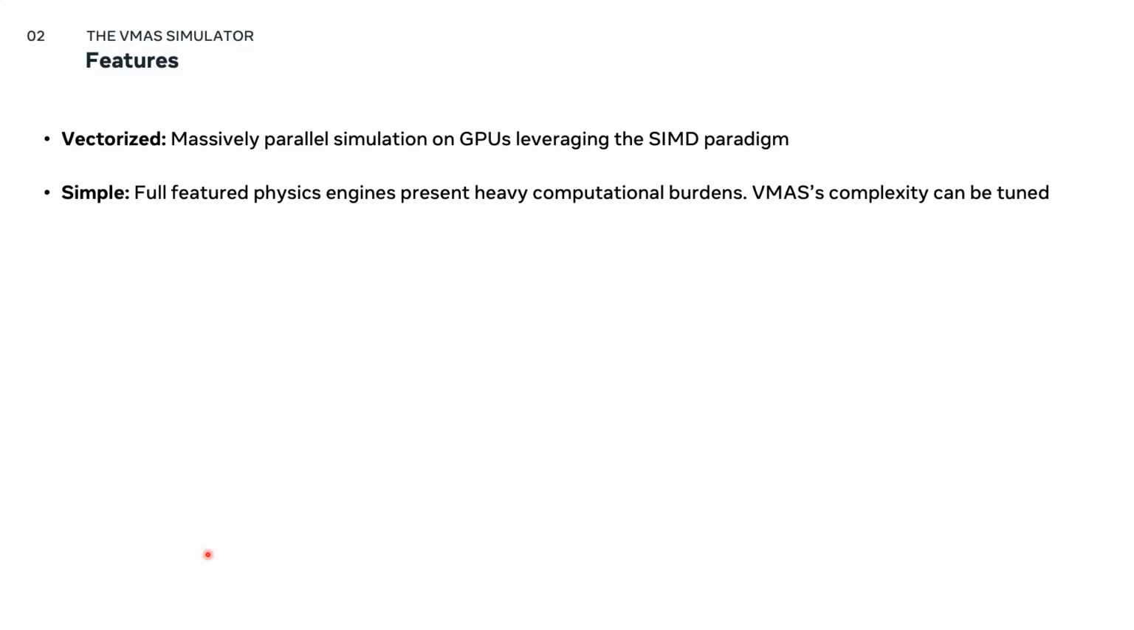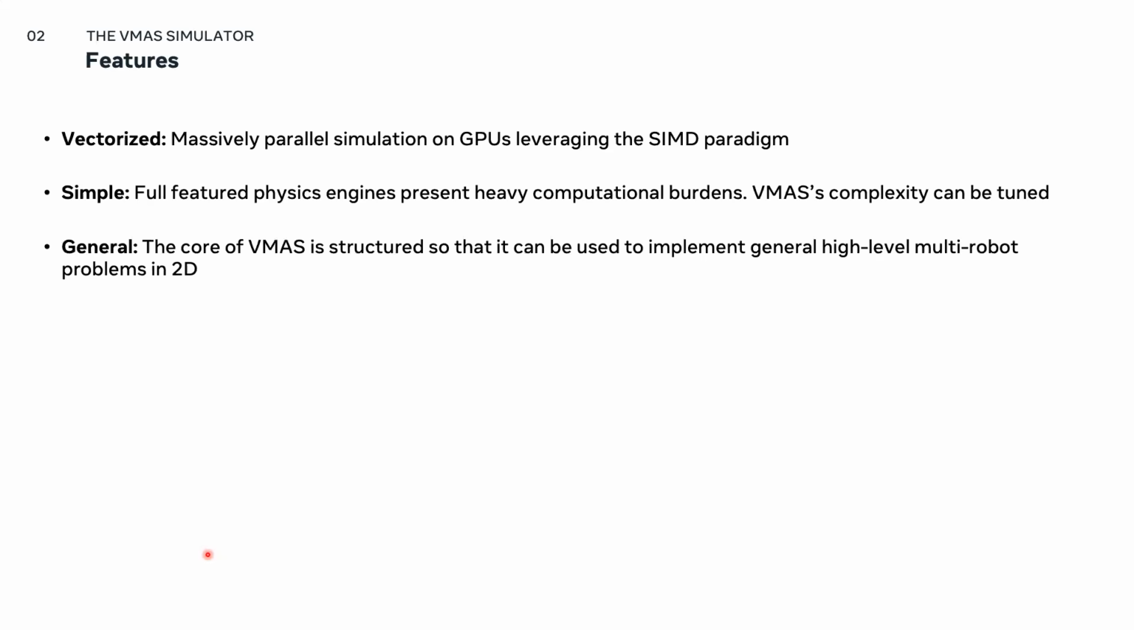Then we wanted it to be quite simple, because there are some full-featured physics engines out there which do a really good job, like Unity or Bullet. But what we wanted from VMAS is to achieve the right trade-off between complexity and speed, in order to just focus on the high-level NP-hard part of these decision problems without caring so much about the detailed physics of the low level. And so we wanted something where complexity can be tuned.